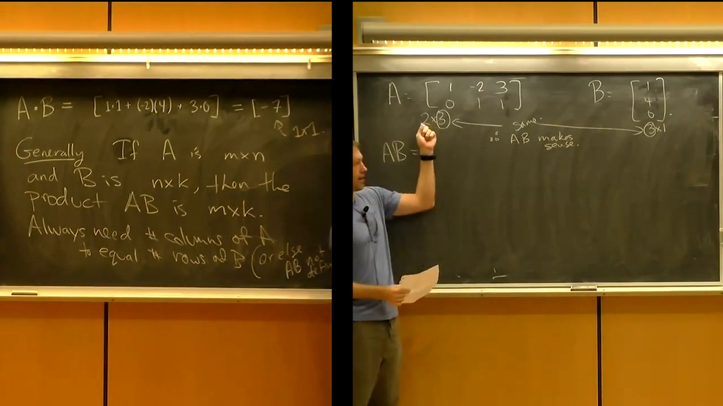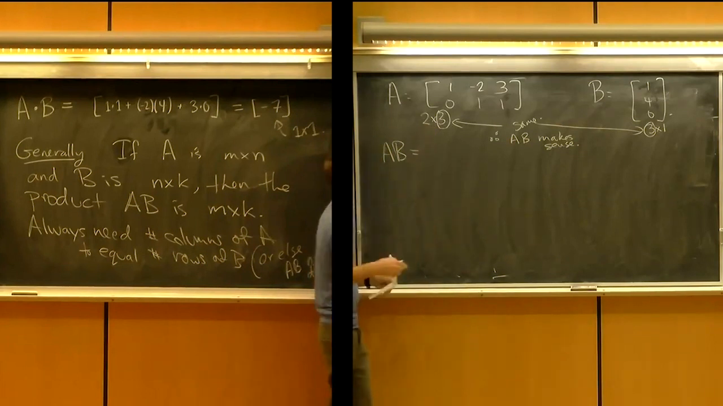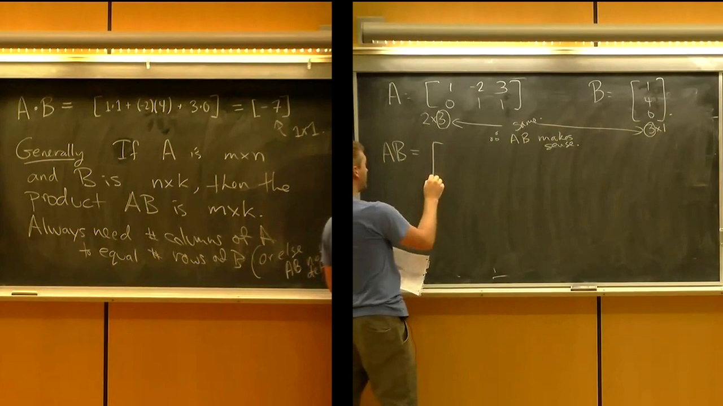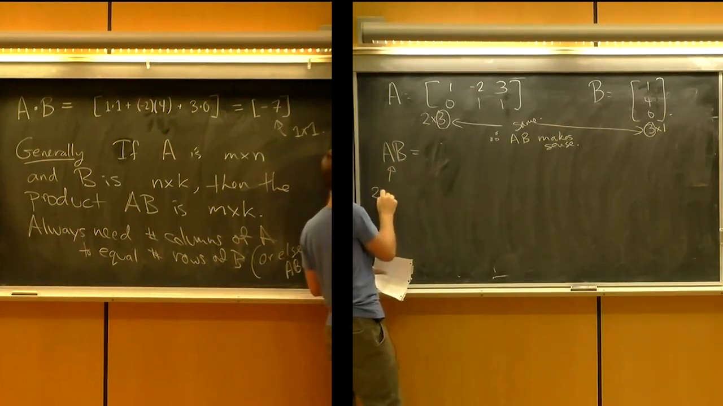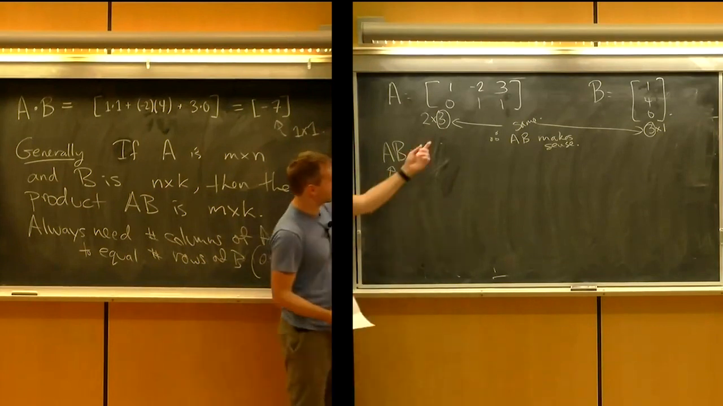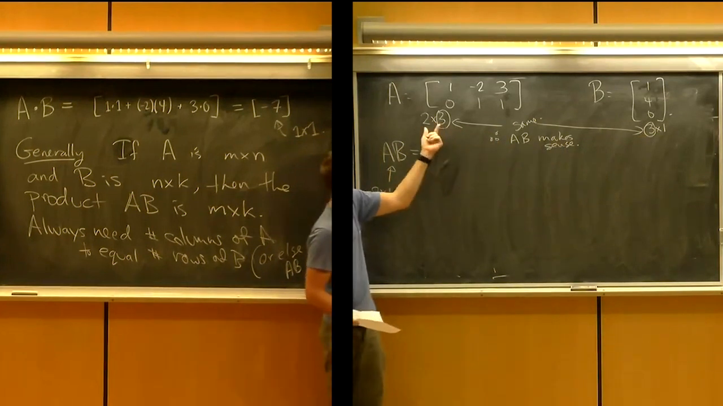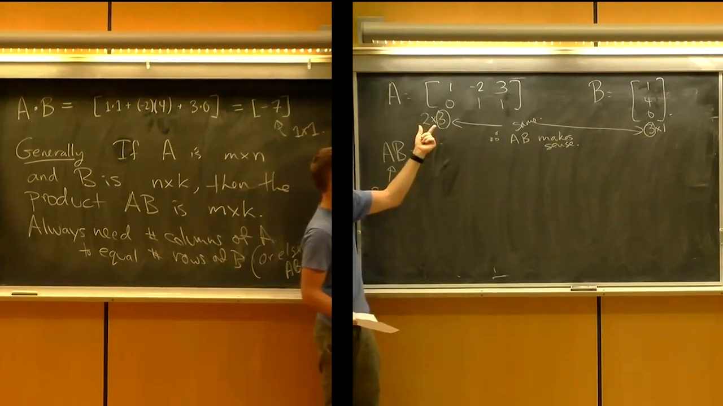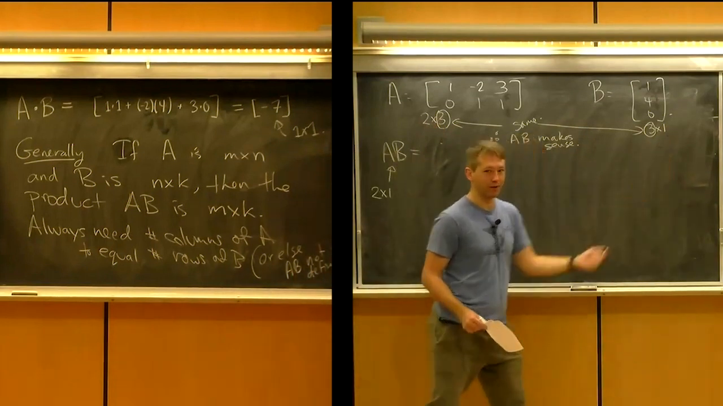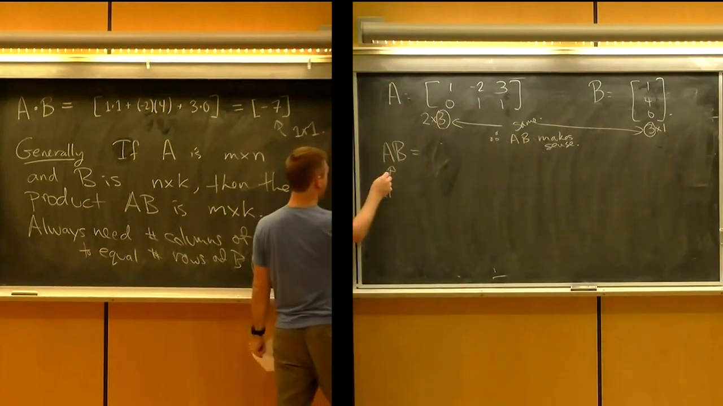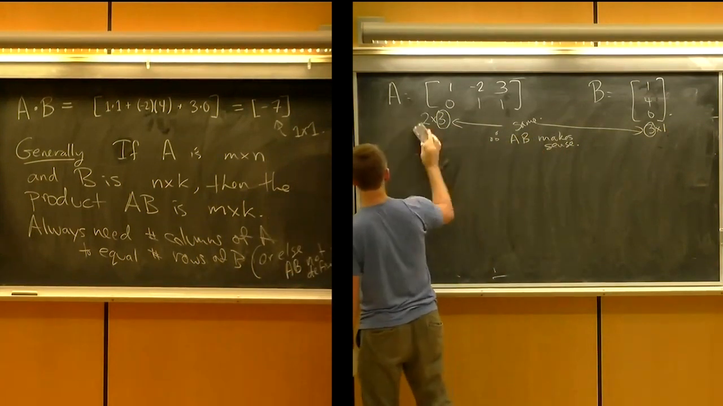And then I look at my other two numbers, and that tells me how big the product is going to be. So this product is going to be 2 by 1. You can think of that as canceling out these two numbers that are the same. And the 2 left over here and the 1 here is how big the product will be. So this is going to be 2 by 1. 2 rows, 1 column.